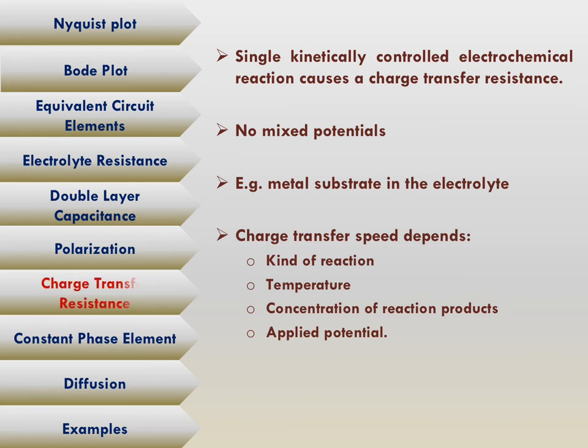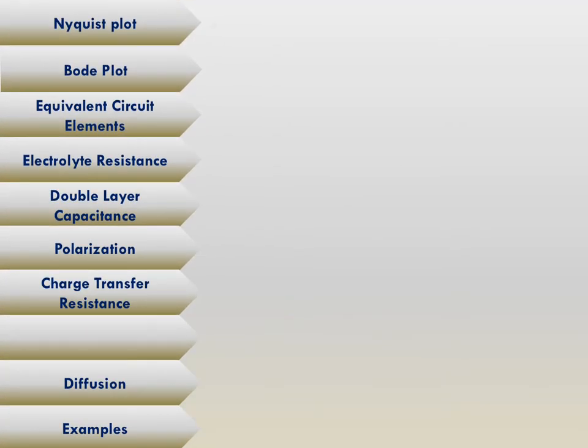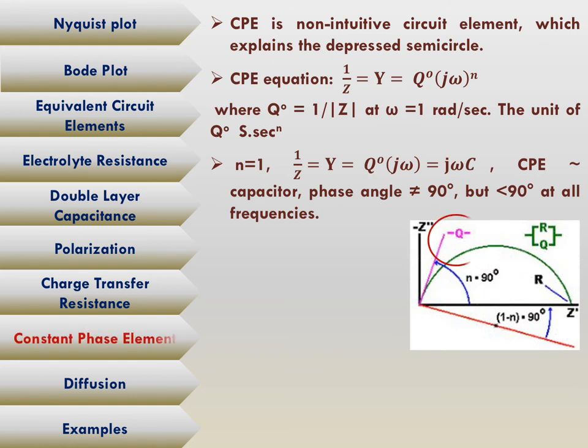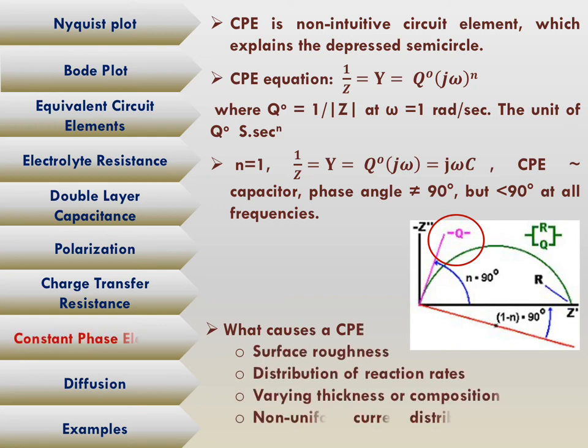In the next slide, we talk about the constant phase element. Most important part: the constant phase element is a non-intuitive circuit element, which explains the depressed circuits, and most electrochemical cells show depressed semicircles. The constant phase element equation is as follows, where when n is equal to 1, the constant phase element becomes a capacitor. For this, the phase angle is never 90 degrees, but always less than 90 degrees at all frequencies. What causes the constant phase elements? There could be several reasons, for example, surface roughness, distribution of reaction rates, varying thickness or composition, and non-uniform current distribution.